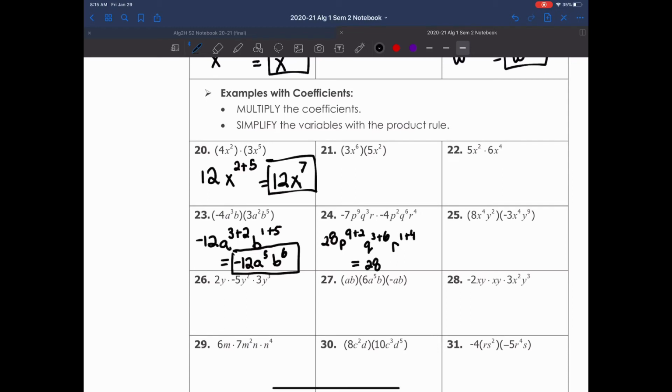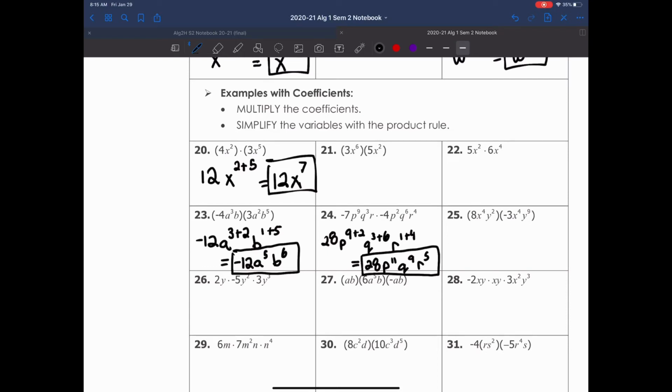9 plus 2 is going to give me p to the 11th. Then I have q to the 3 plus 6. That's q to the 9th. And then r to the 1 plus 4. That's r to the 5th. So my final answer is 28, p to the 11th, q to the 9th, r to the 5th.